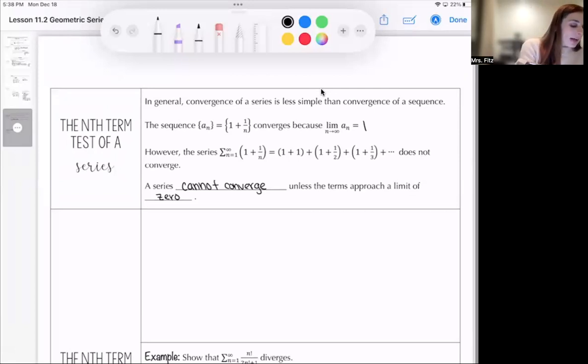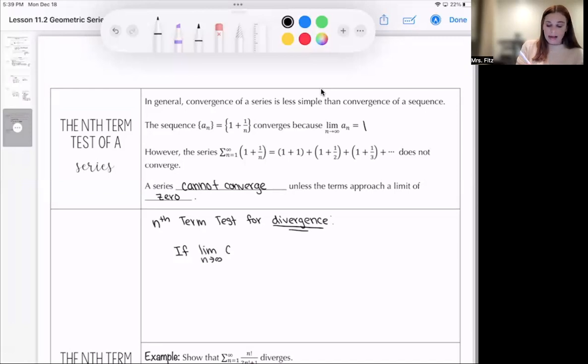Okay, so let's go ahead and write down the nth term test. Now, I like to write it as the nth term test for divergence because it does not prove convergence. Okay, so it states: if the limit as n approaches infinity of a sub n does not equal 0, then the series, the sum from n equals 0 to infinity of a sub n, diverges.